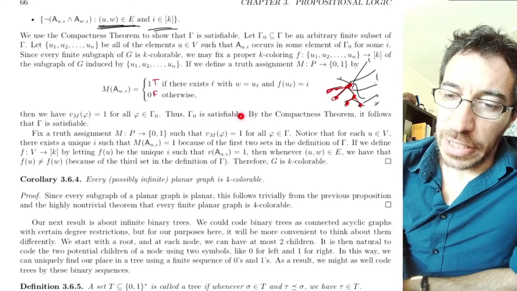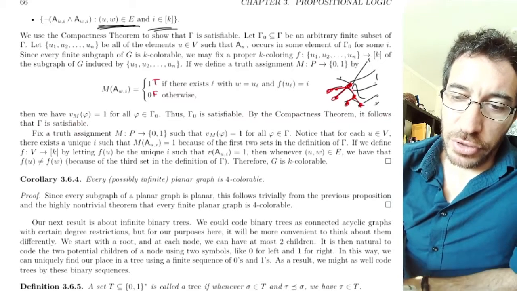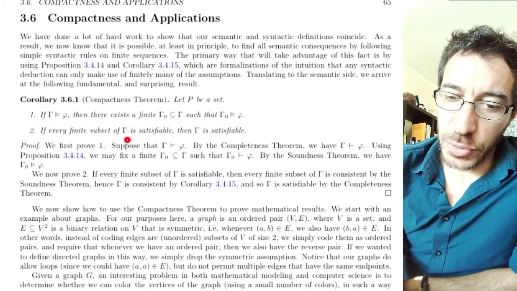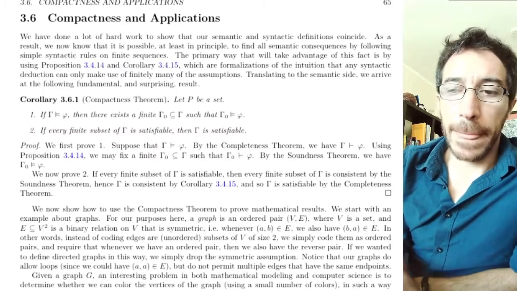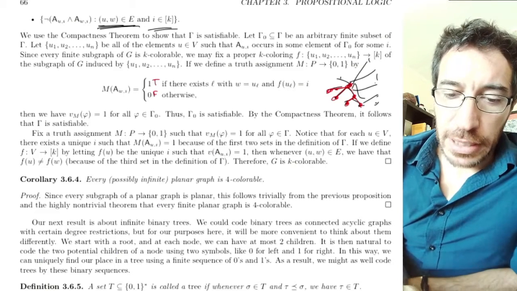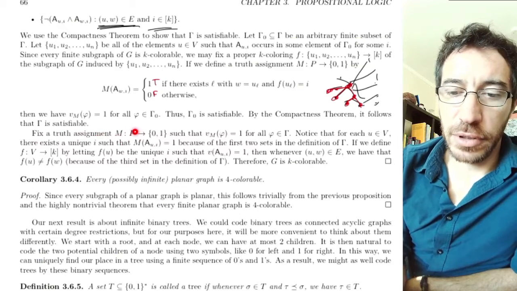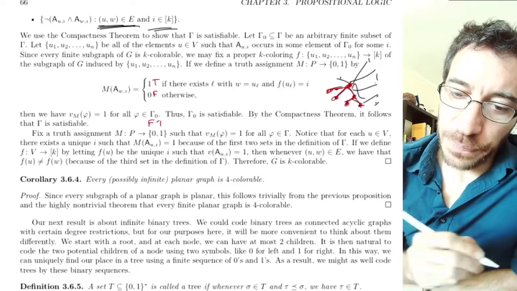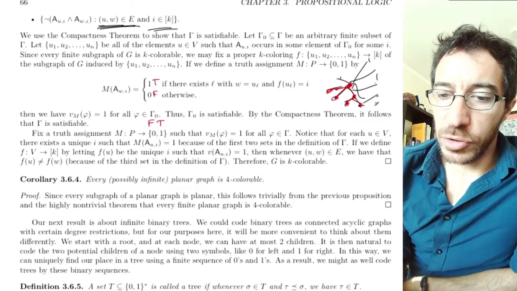So Gamma 0 is satisfiable, and then by the compactness theorem, it follows that Gamma is satisfiable. If you don't remember, you have to read what the compactness theorem says, which version we are using: if every finite subset of Gamma is satisfiable, then Gamma is satisfiable. Okay, so what does that mean? Now we have a truth assignment from all the variables to 0, 1, and if it confuses you, write it down, which makes all these formulas in Gamma true.